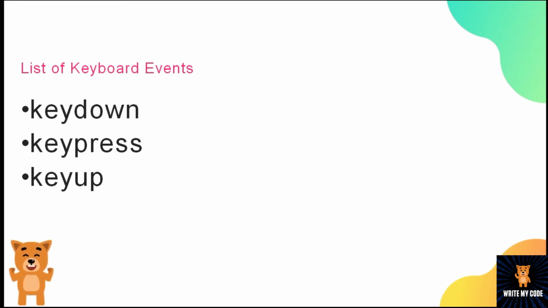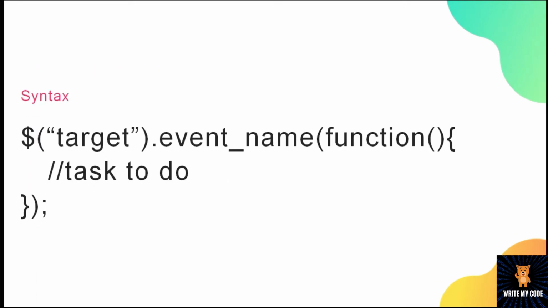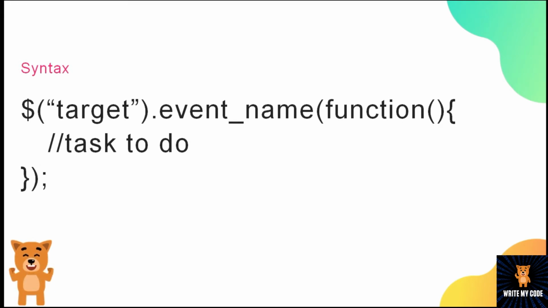Now let's see the syntax to perform the practical. The syntax is $ and in the bracket target. Now what do you mean by target? Target specifies means on what object you want to fire the event. That is like a text box, a window, etc. Then a dot and event name. Event name means which event you want to fire: key press, key down or key up.